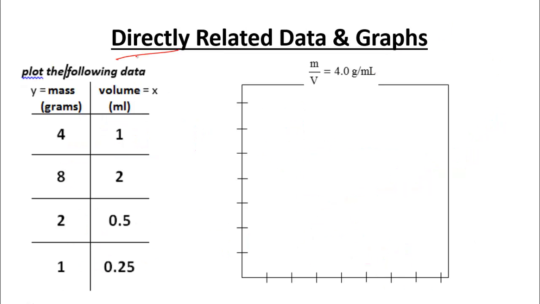Alright, and lastly, I'd like to take a look at directly related data and inversely related data. We will actually take a look at these in class, so you can be done now. Good job on graphing.